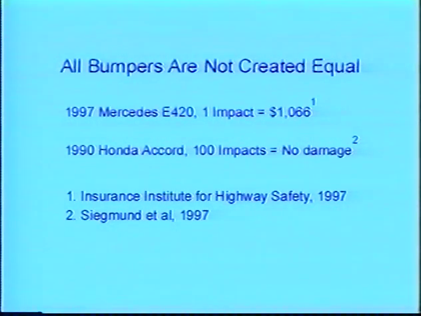Here is a clear example of how the construction of a car can dramatically alter the amount of damage it suffers in a low-speed crash. In 1997, the Insurance Institute for Highway Safety tested the bumpers of 6 luxury automobiles. The 1997 Mercedes E420 ended up with $1,066 of damage after backing into a stationary barrier at 5 miles per hour. On the other hand, a study by Sigmund et al.